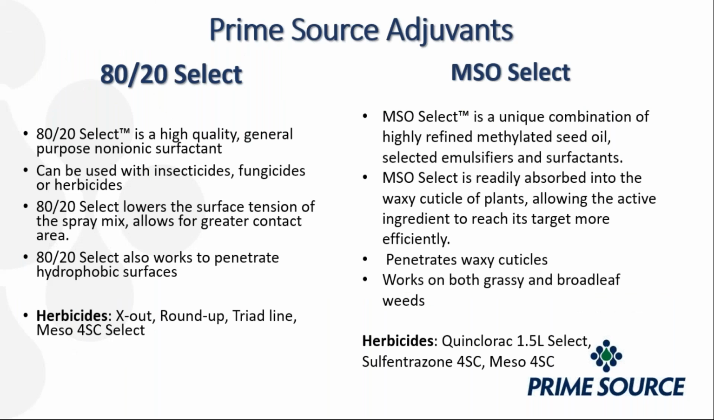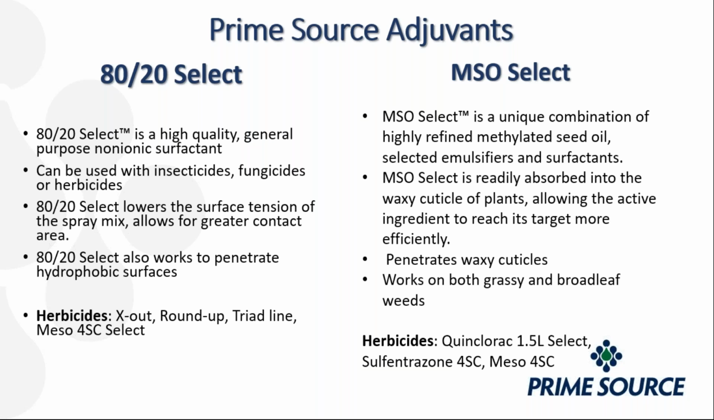All right, winding down. I want to talk to you a little bit about surfactants. I do get this question a lot being in technical service of when to use surfactants, when not to use surfactants, and what surfactants to actually use. So I wanted to break it down pretty easily. We have the MSO, which is a methylated seed oil, and then our 80/20 Select, which is a non-ionic surfactant. So I'm just going to separate them that way. We do have a long list of adjuvants that we sell that have different properties to them, but I just wanted to simplify this as quick as I can.